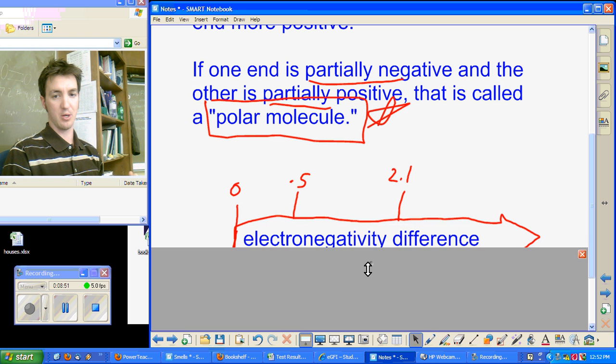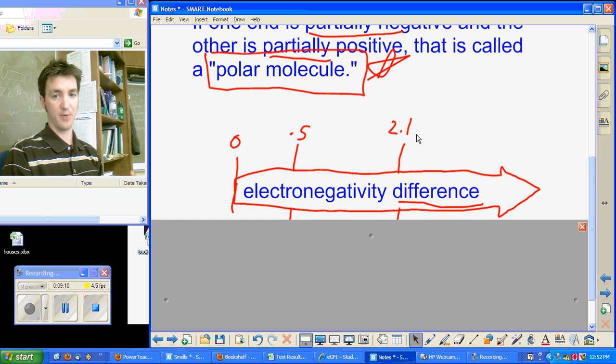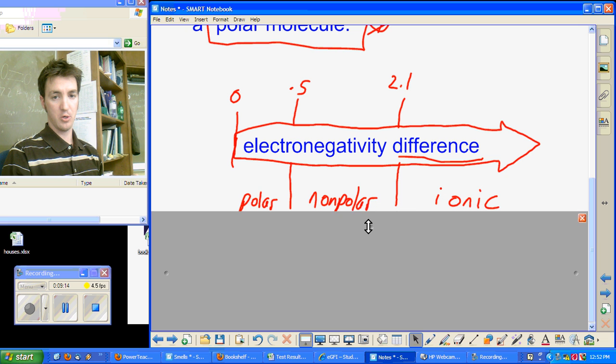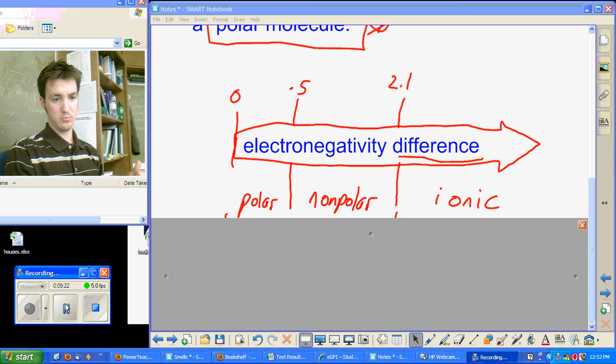What that ends up being is basically this little chart here. So, electronegativity difference. We're going to be subtracting on here. If the difference is 0 to 0.5, so the strength difference is in that range, then it's one thing. If it's between 0.5 and 2.1, it's something else. If it's above that, it's another thing.